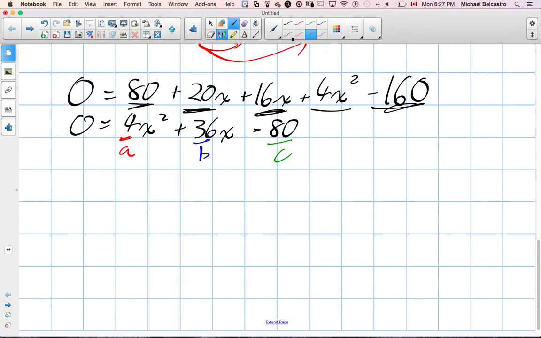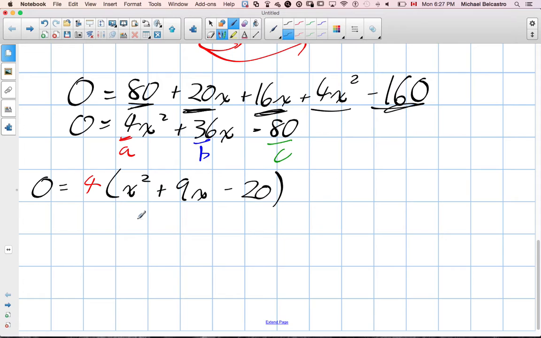Okay, let's try both. If I was to factor this, the first thing I would do is common factor 4 out. So I would take 4 out of each of those, so 4 becomes the common factor. And then we're left with x squared plus 9x minus 20. Okay, and actually this one's going to work out really nice.